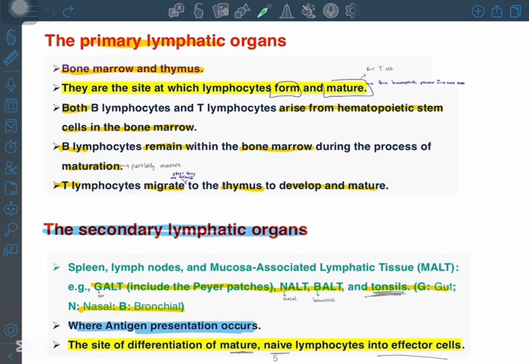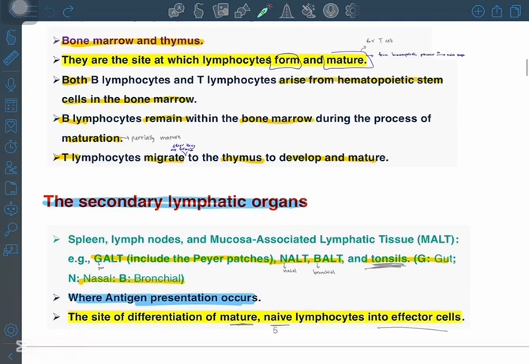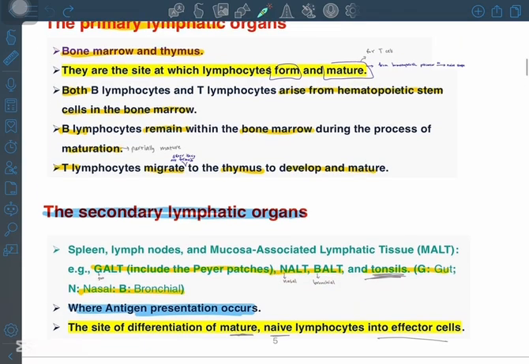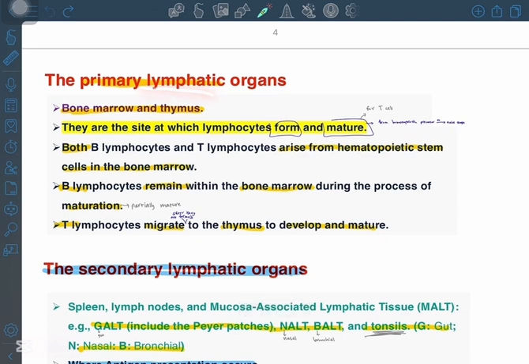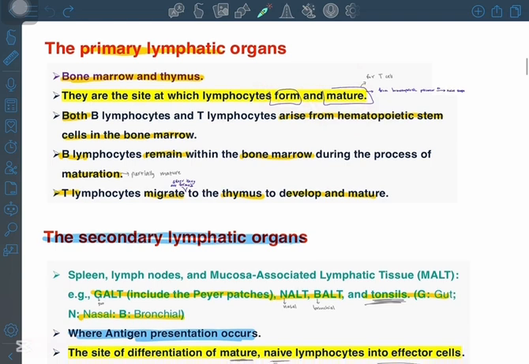Now, the difference between primary and secondary lymphatic organs is that primary is the location where lymphocytes arise. So we have bone marrow and thymus, and secondary lymphatic organs include the spleen, lymph nodes, and mucosa-associated lymphatic tissue. These are pure memorization, and we already know them from foundation year. We have GALT, NALT, BALT, and also the tonsils. Here you can notice that the primary lymphoid organs are the site at which lymphocytes form and mature. We're going to see that in the next slide.